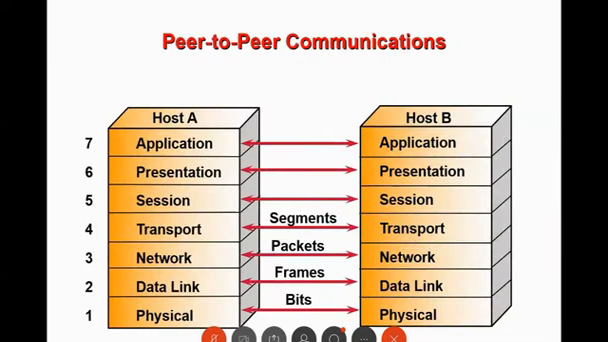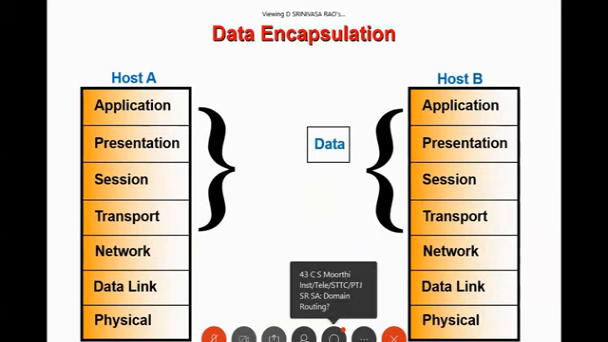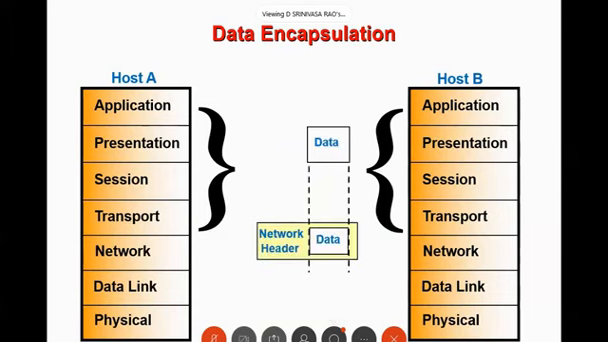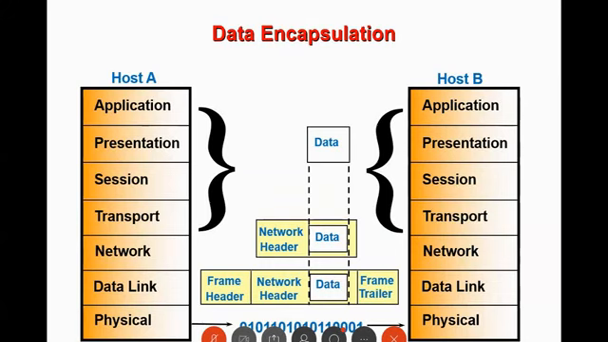So you can see the peer-to-peer communication. The physical layer transfers in terms of bits, the data link layer in terms of frames, the network layer in terms of packets, that is IP packets, and the transport layer in terms of segments; the session layer works peer-to-peer. Data encryption: suppose an application wants to send data from host A to host B. The data first comes from the application layer, then it adds the network header, then it goes to the frame header, then transmits on the line to reach the destination.